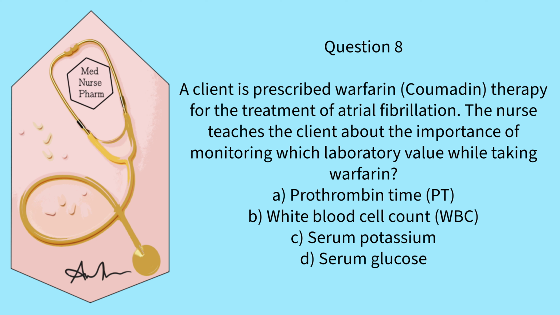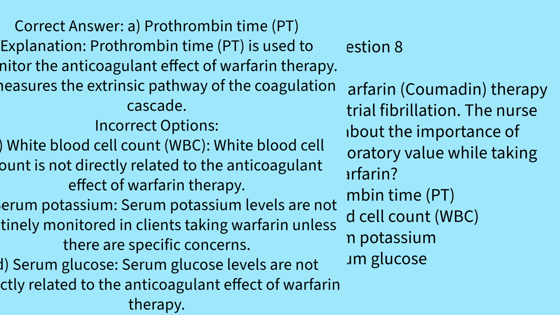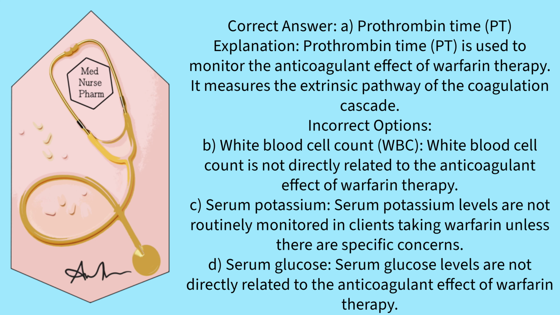Question 8. A client is prescribed Coumadin therapy for the treatment of AFib. The nurse teaches the client about the importance of monitoring which laboratory value while taking warfarin: prothrombin time, white blood cell count, serum potassium, serum glucose. Pause the video and select your answer. If you chose option A, you are correct. Prothrombin time. Prothrombin time is used to monitor the anticoagulant effect of warfarin therapy. It measures the extrinsic pathway of the coagulation cascade.